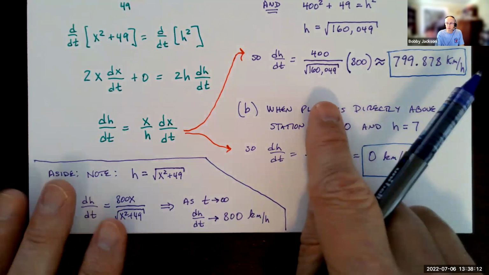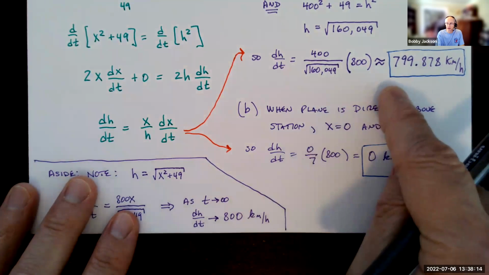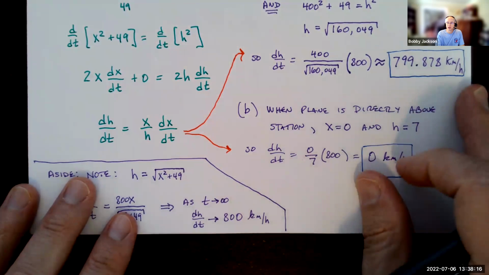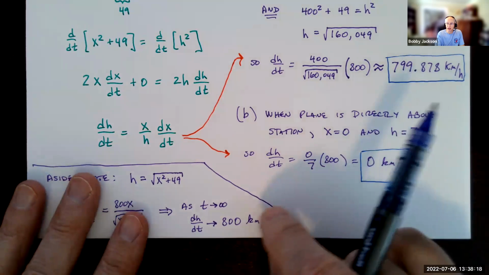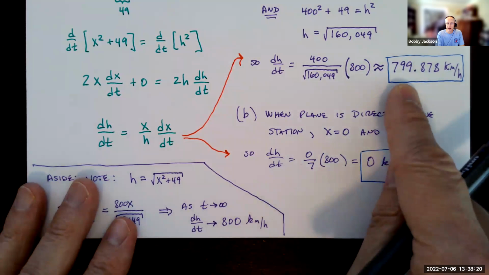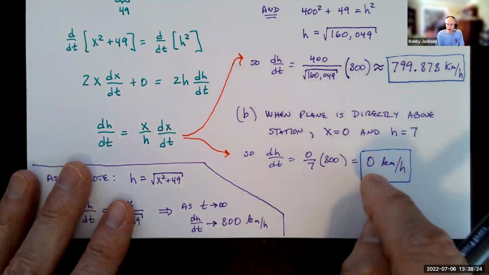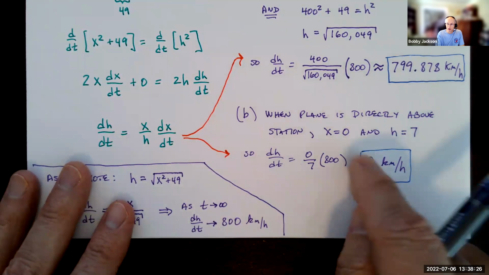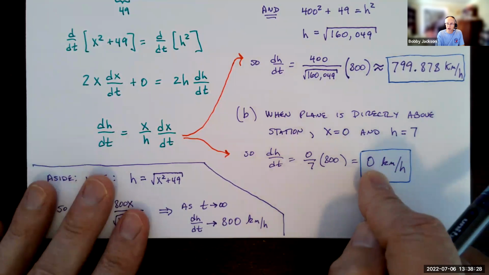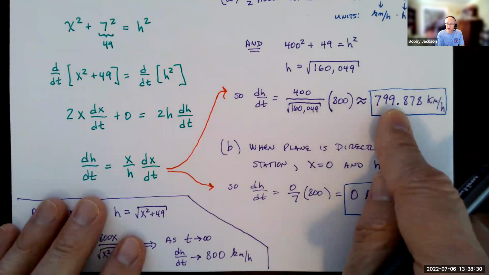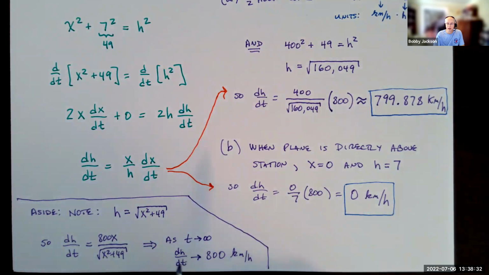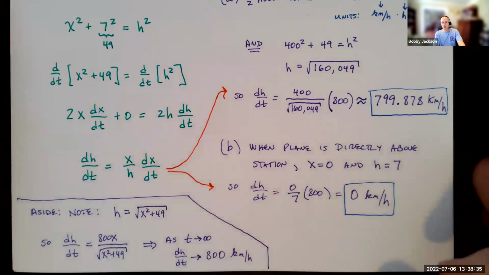And you can see half an hour later, it's practically there, right? That rate of change will continue to increase, but not very rapidly. Initially it does so very rapidly, because it's 0 kilometers per hour when the plane is directly over the station, and half an hour later, it's already 799.878 kilometers per hour. So just some interesting interactions.